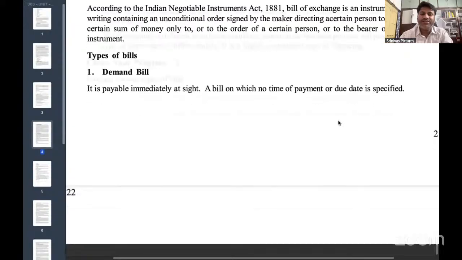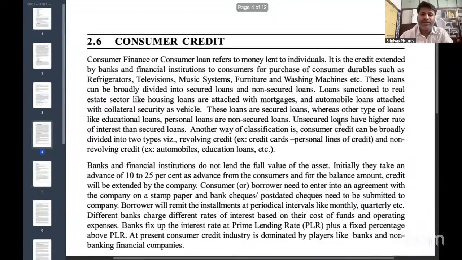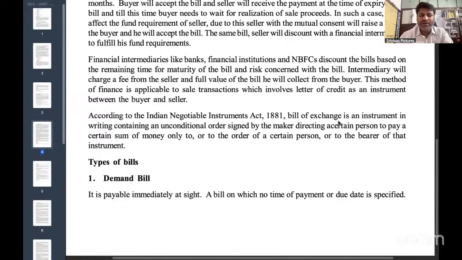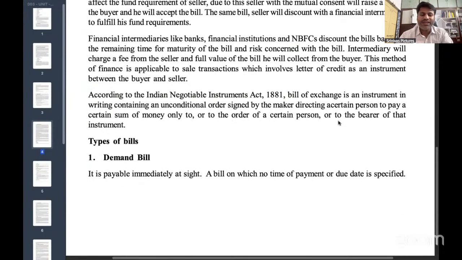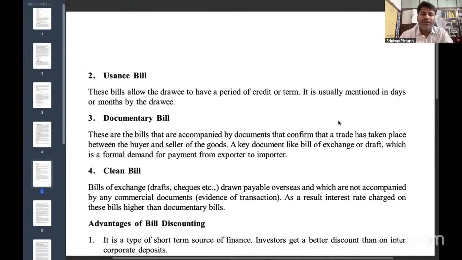So, types of bills. The first one is the demand bill. Generally, a demand bill means it is payable immediately at sight. It is a bill on which no time of payment or due date is specified. Next one is usance bills. These bills are drawn to have a period of credit or term.